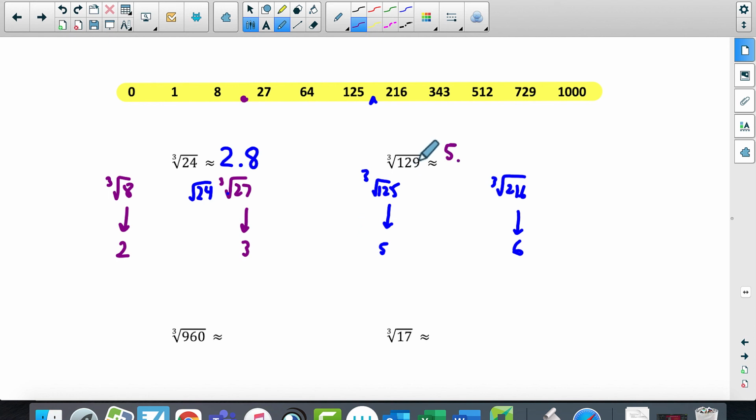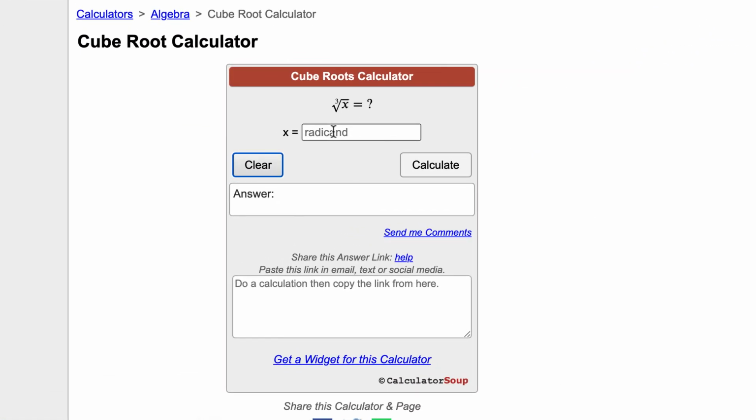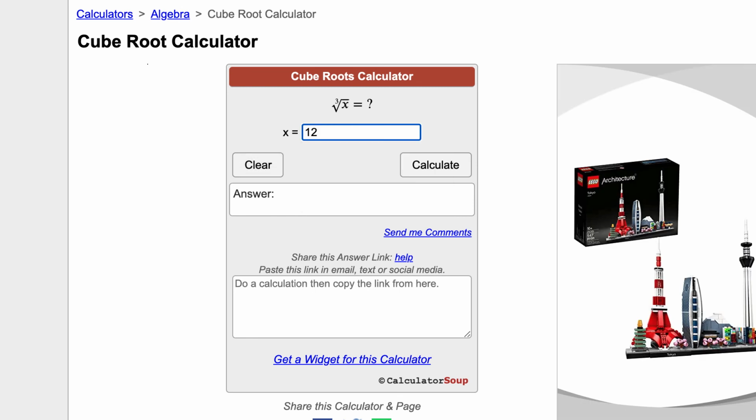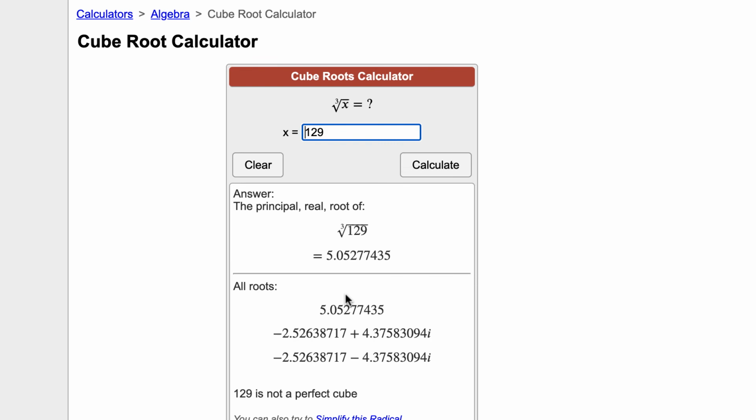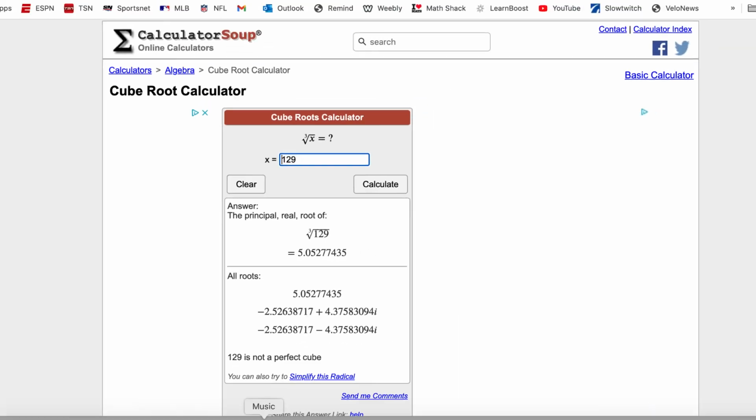Is 129 closer to 125 or 216? Way closer to 125. I'm thinking the answer is either going to be 5.0, and it just doesn't round up, or 5.1. I'll go with 5.1. I'd probably accept 5.0, 5.1, or 5.2. Do you want to know what the actual answer is? Of course you do. So here we go. We just put 129 in here. Hit calculate. And we get 5.05, which does round up to 5.1.